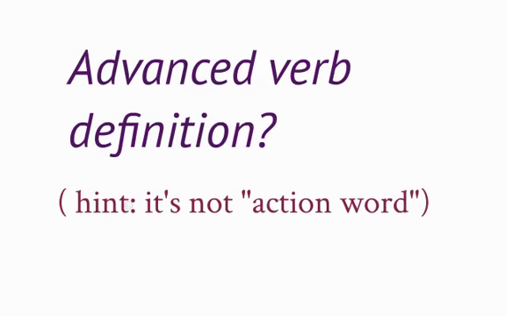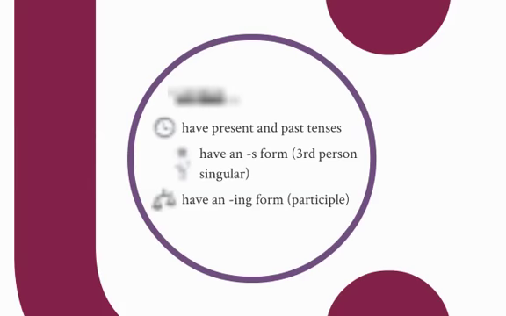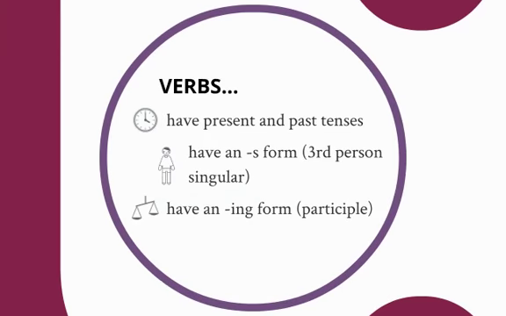So it's only fair to then review what's our advanced grammar definition of a verb. If you put action word, I will cry, and you don't want to make your teacher cry. Verbs have present and past tense. They have an S form, that's our third person singular, and they also have a participle, your ing form. When you are asked, what's the advanced definition of a verb? This is what I want to see, so commit it to memory.